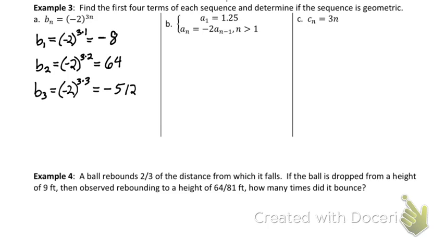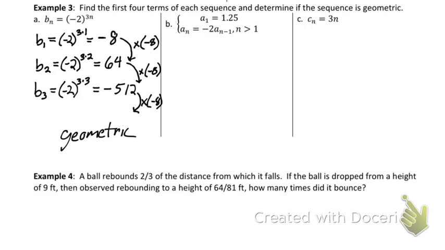I'm going to stop right there because it is geometric. We already know it from that. And we're actually going to multiply each term by negative 8, times negative 8, and we would just keep multiplying by negative 8. And so it is in fact geometric, but we knew that going into it. We knew it was geometric before we even started.